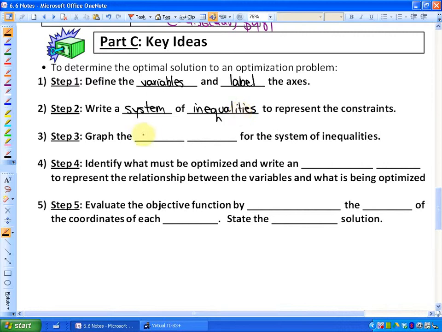Thirdly, what you're going to do is graph the solution region for the system. So once you have the system of constraints, you're going to graph the solution region, and then we have to investigate the corners, and that's what step 4 and 5 are about. First of all, we must identify what must be optimized and write an objective function. In some cases, the objective function will be given to you. In other cases, you have to come up with it on your own.